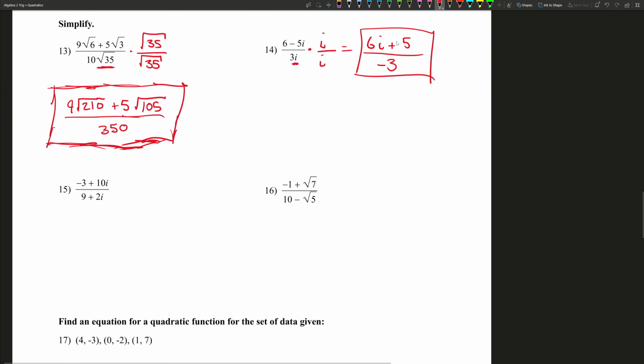On number 15, whenever we have a sum or difference, like 9 plus 2i or 10 minus rad 5, we have to multiply by a conjugate. So in this case, we multiply by 9 minus 2i over 9 minus 2i. It's the conjugate of the denominator.